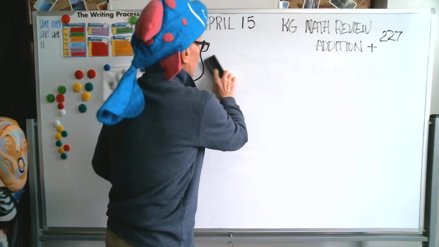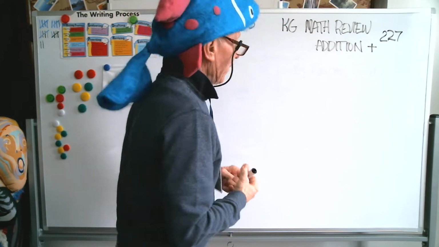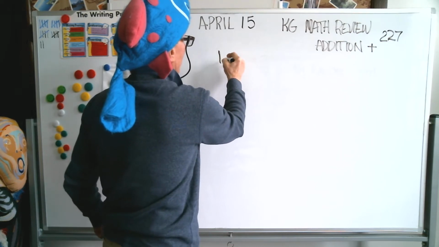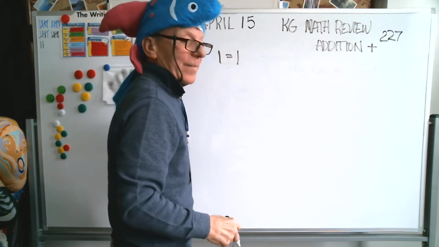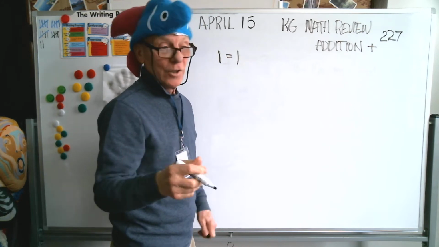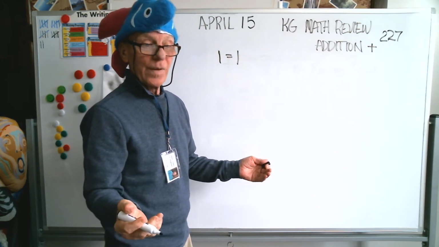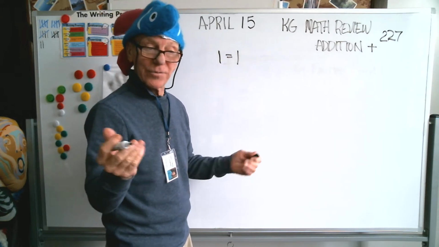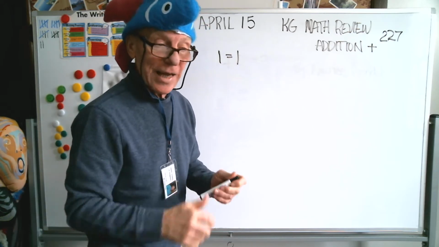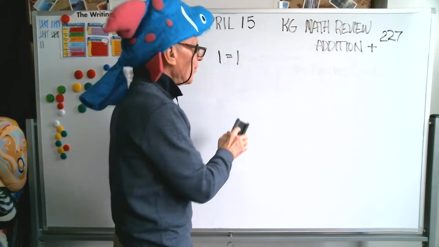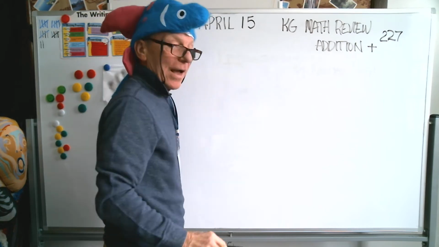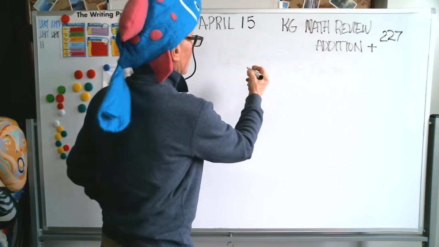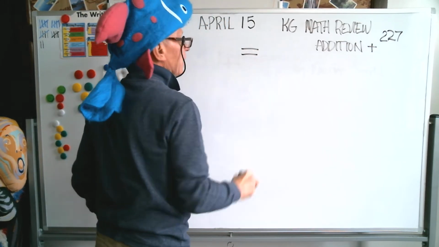Equal. Is equal to. 1 is equal to 1. They're the same. 2 is equal to 2. 3, yep, you're right, is equal to 3. See? When they have the same value, they are equal. It's also the symbol that you see in an addition problem.